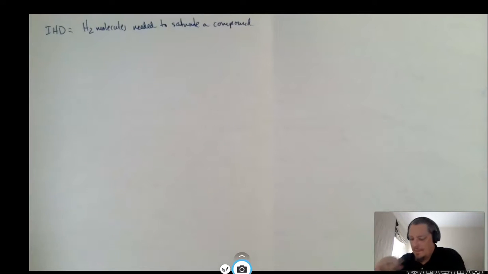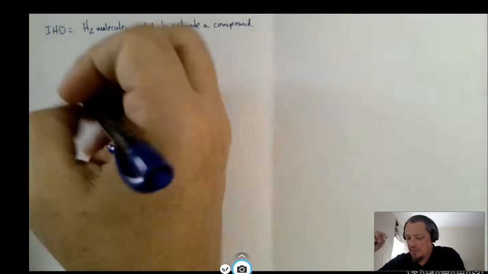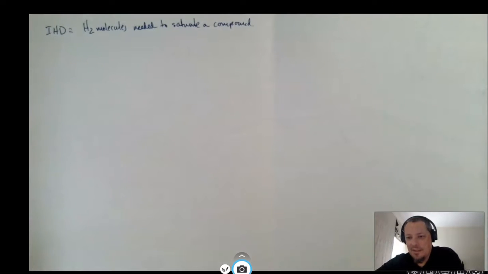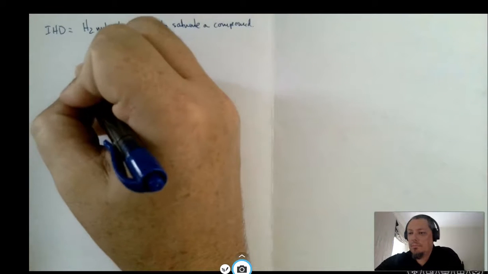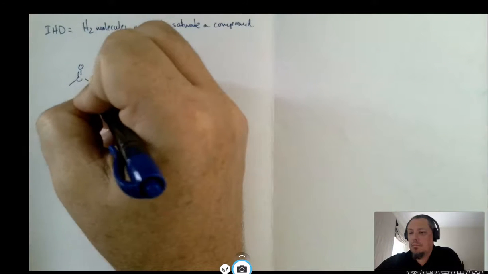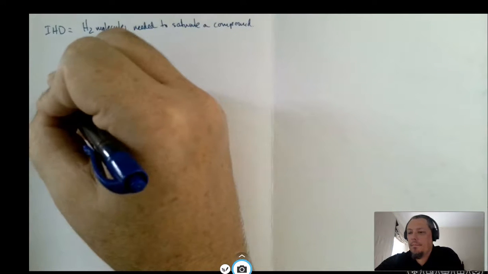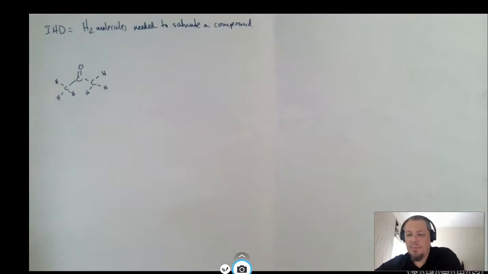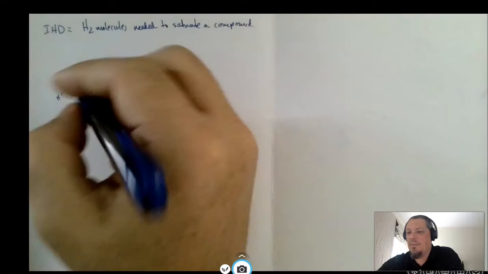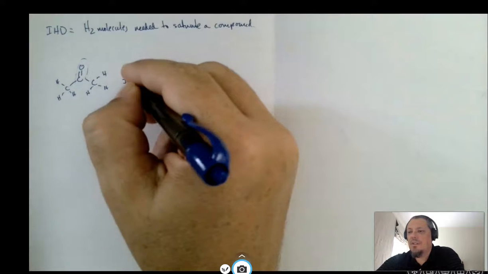So I want to look at vitamin D. We can look at a structure and calculate its IHD, or we can look at a formula and calculate its IHD. If we're looking at a structure, say propanone, it's as simple as counting all the rings and triple bonds and double bonds that are there. So this one would have one double bond, so our IHD is 1.